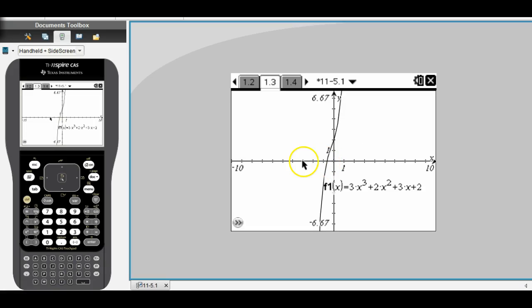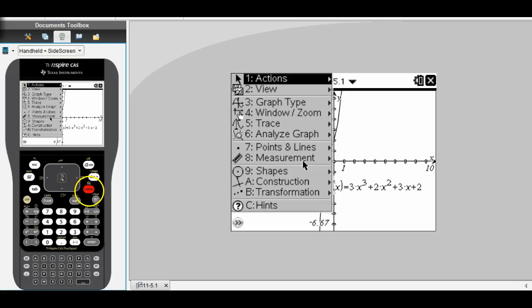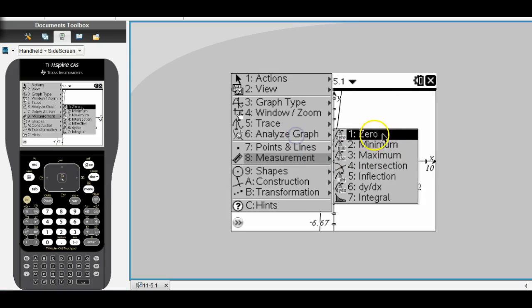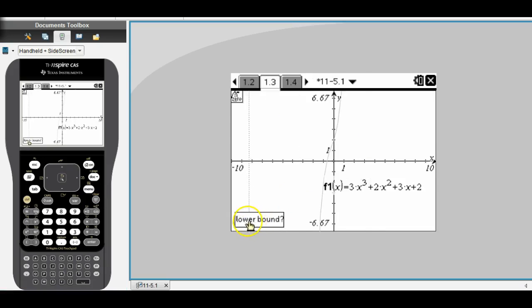And so what you do is you go to Menu, Analyze Graph, and you choose 0. It's going to ask you for the lower bound. Basically what they mean there is go to the left of where the 0 is and tap with your center button. Then they ask you for the upper bound. So you go somewhere to the right and you tap again, and it tells you where the 0 exists. And so the number that we got is negative 0.667.